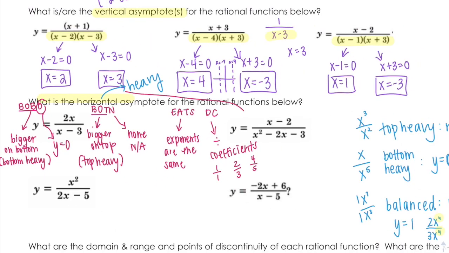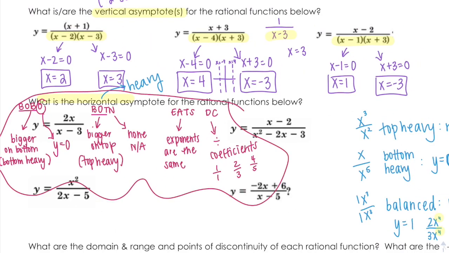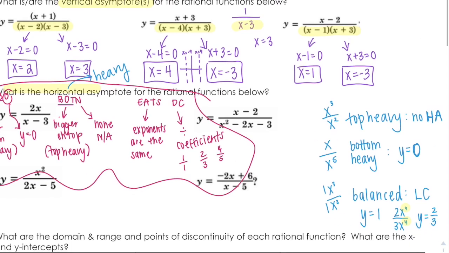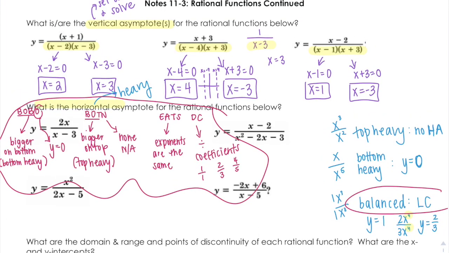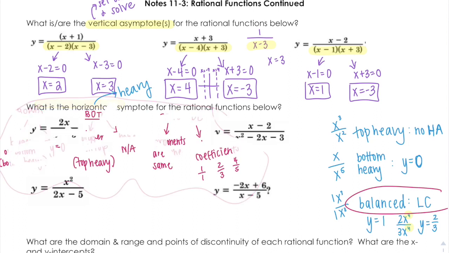If you want to remember this and you remember Bobo Bond eats DC, like I just remember bigger on bottom 0, Botten bigger on top none, eats DC. I just remember balanced. For me, it's easy to remember like balanced LC, balanced leading coefficients. However you remember it, as long as you remember vertical asymptotes, set the denominator equal to 0 and solve. Horizontal asymptotes is the heavy thing. Where is it bigger, on the bottom or on the top? Think horizontal heavy. So pause it if you need to and copy this down on your pink paper is where I would. And now we're going to actually look at some examples with it.